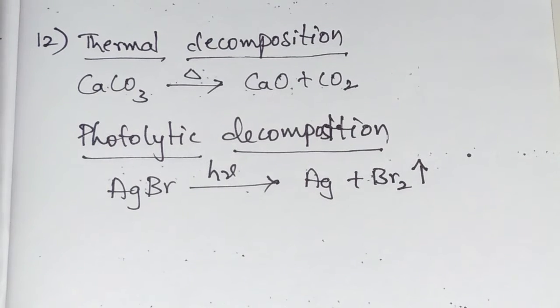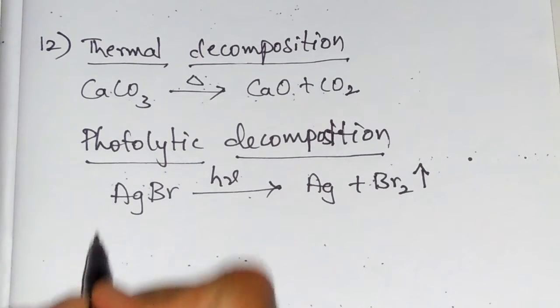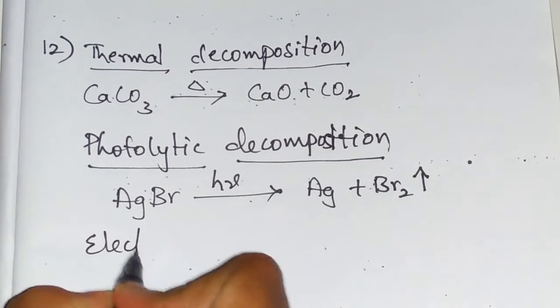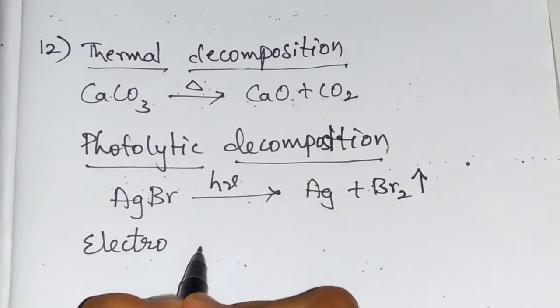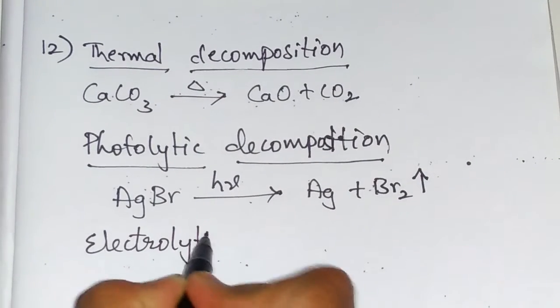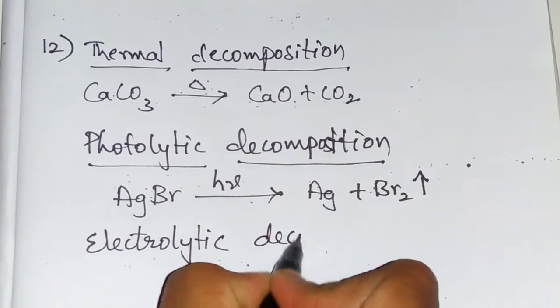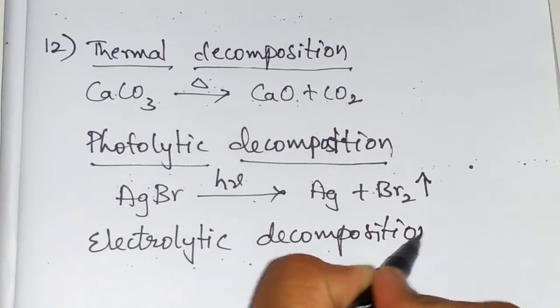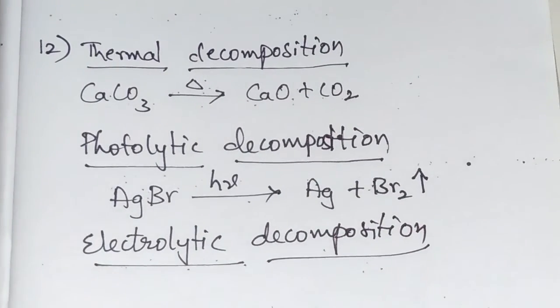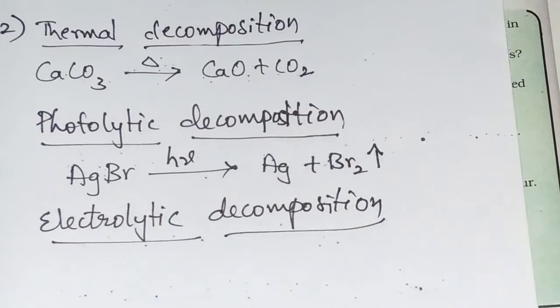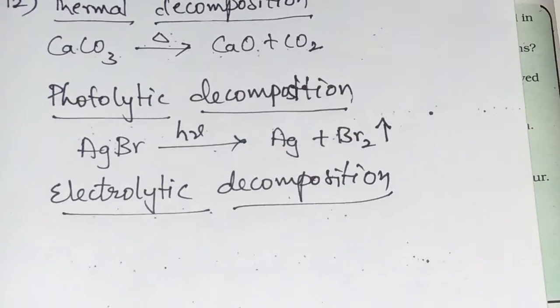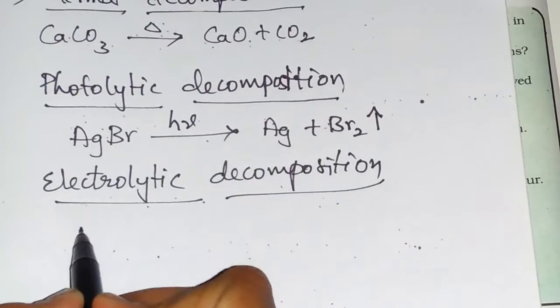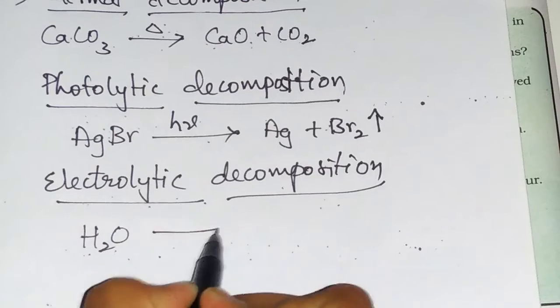Next, let us go for third type of decomposition reaction. What is that? Electrolysis or electrolytic decomposition. I'm writing here electrolytic decomposition, or simply you can write electrolysis. So in this electrolysis, electro means current, lysis breaking the bond. So in this electrolytic decomposition reaction, I'm writing a simple example.